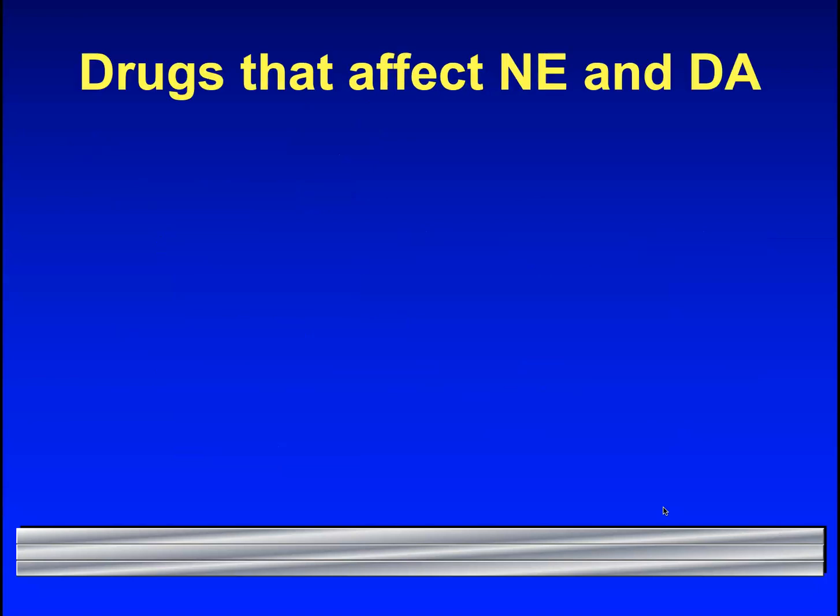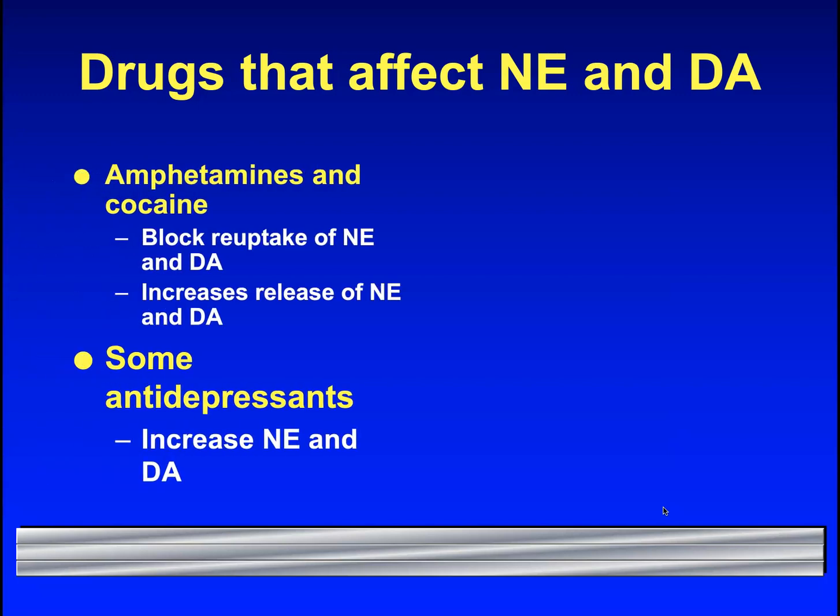So with that in mind, some drugs affect norepinephrine and dopamine, which are structurally very similar. Dopamine becomes norepinephrine. Amphetamine and cocaine both increase levels of norepinephrine and dopamine in the synapse, and they do it in different ways, which we'll talk about in neuroscience. Some antidepressants will affect these too. They can increase dopamine and norepinephrine.